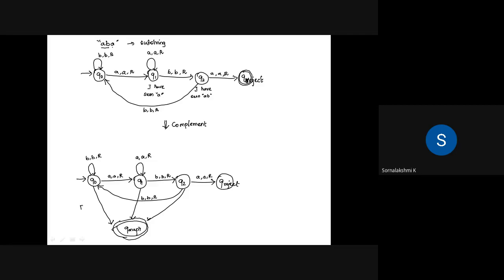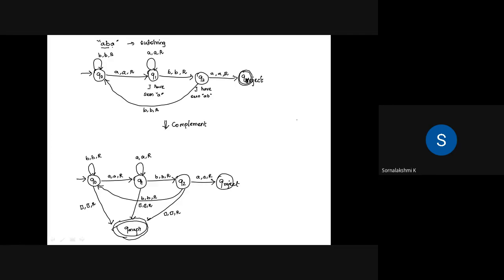In these cases, if I see a blank, just replace it with blank, keep moving right and enter the final state. Blank, move to the right. So now this is our final Turing machine that accepts any string that does not have an ABA, or rejects any string that has an ABA in it. The method is: we constructed the machine for the acceptance case of the substring, and then we complemented it over here. So this is how we construct the Turing machine.